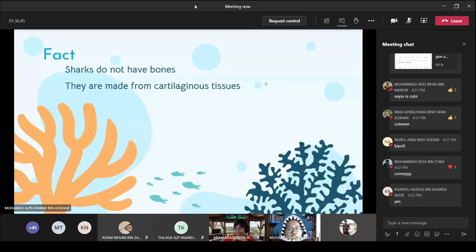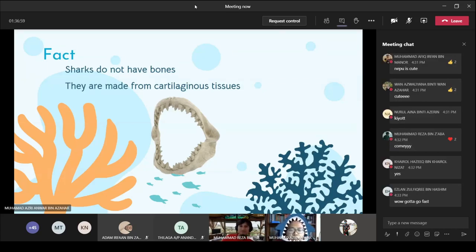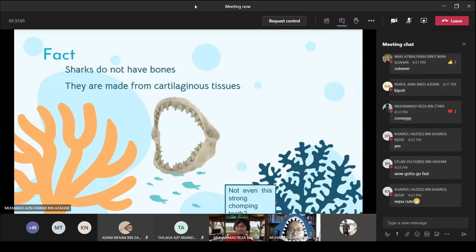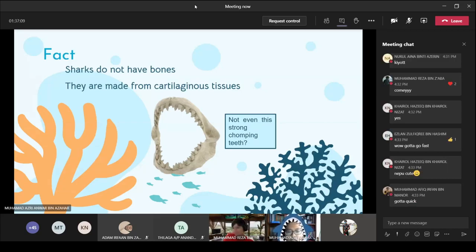Another fact: sharks do not have bones. Their skeletons are made from cartilaginous tissue. But how about the strong jaws in the Jaws movie, that eat people, eat metal? Is it strong enough? Yes, it is strong, but it's still cartilaginous tissue. Their teeth are still cartilage, but coated by strong enamel, stronger than ours. It can chomp anything. Like the tiger shark, it can eat anything, including metal, except sand, I think.